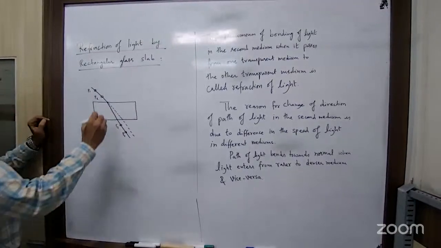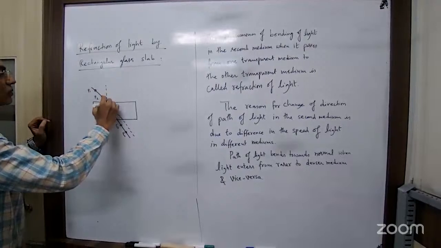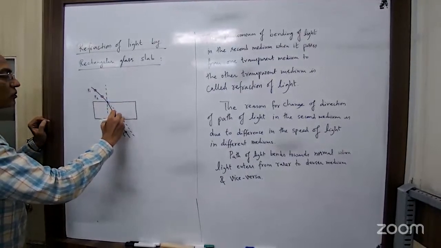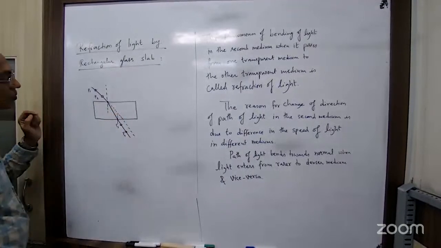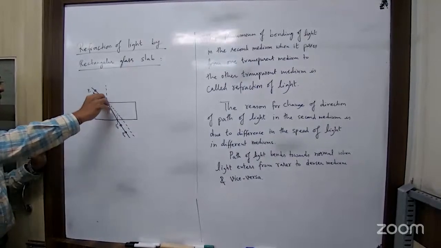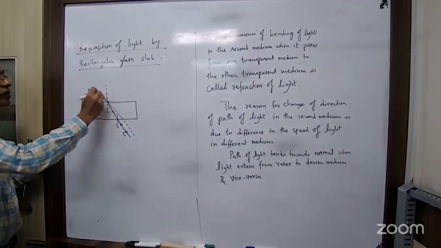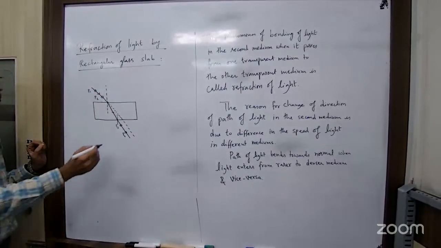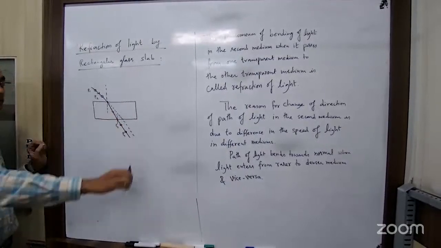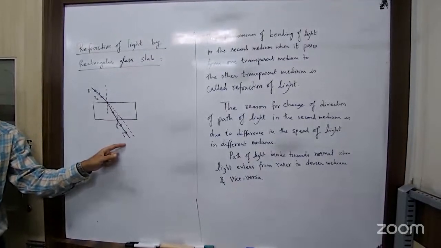Okay, so what do you find? Now you draw the normal. Then you draw the normal here also. Okay, so what do you find? The light ray bends in the glass slab. Now this is the experimental finding, right? And is there any deviation in the final output ray? Is there any deviation? No, there is none.